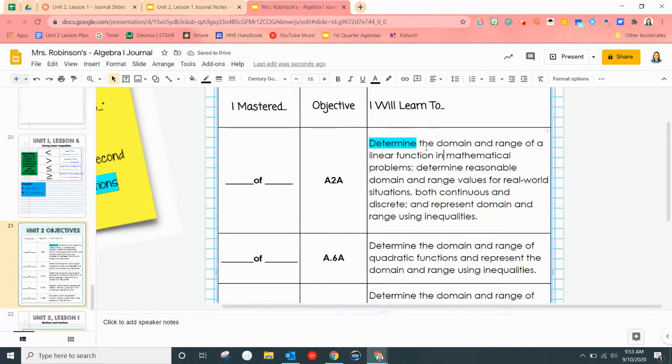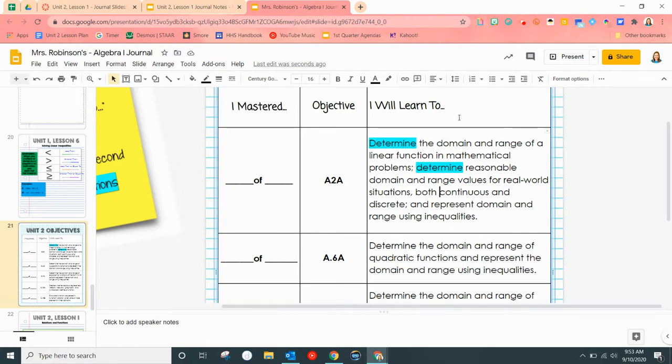So determine. Okay, the domain and range. Do I see any more action words here? Oh, I see another determine. Usually your verb is going to be like the first word in our sentence. I think that might be all my verbs in this one.